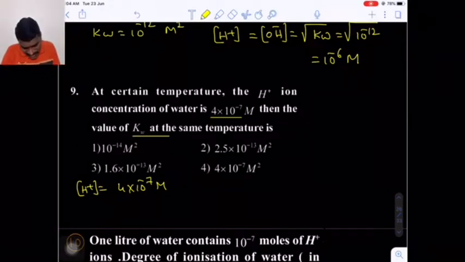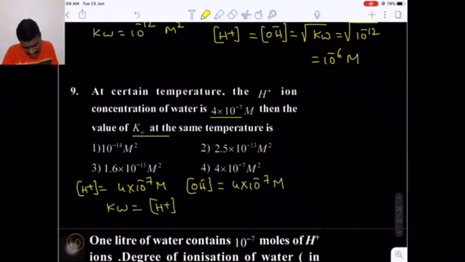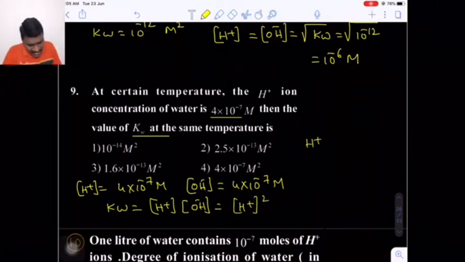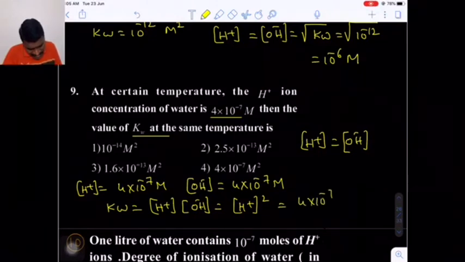In whatever water, the number of moles of H plus ions will be equal to the number of moles of OH minus ions. That means the OH minus ions are also 4 into 10 raised to minus 7. Are you getting my point? So shall I write Kw is equal to H plus ion concentration multiplied by OH minus ion concentration. That is directly H plus ion whole square, because the OH minus ion concentration and H plus ion concentration will be equal, because water is always neutral. So 4 into 10 raised to minus 7 whole square will be equal to 16 into 10 raised to minus 14.